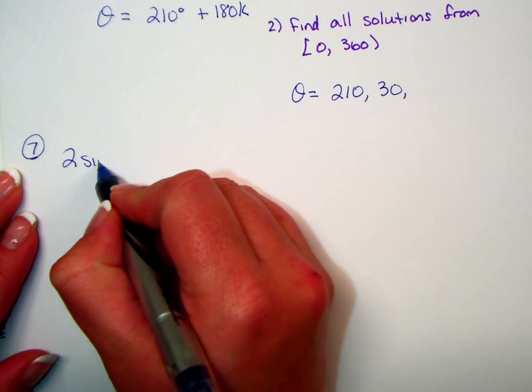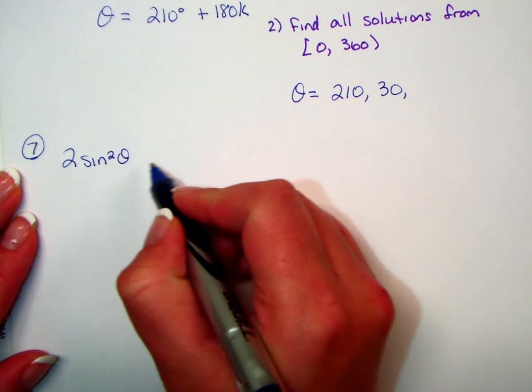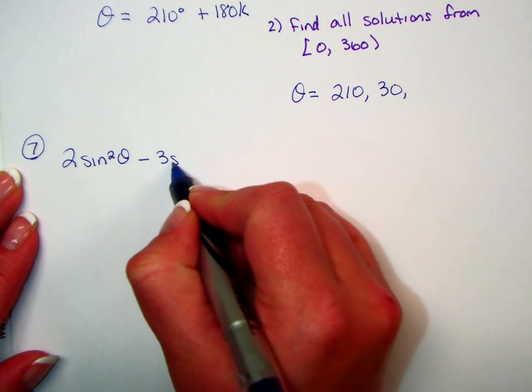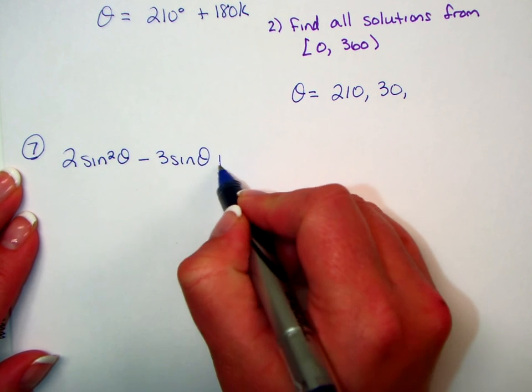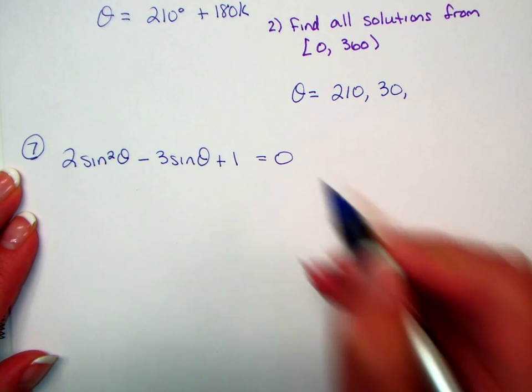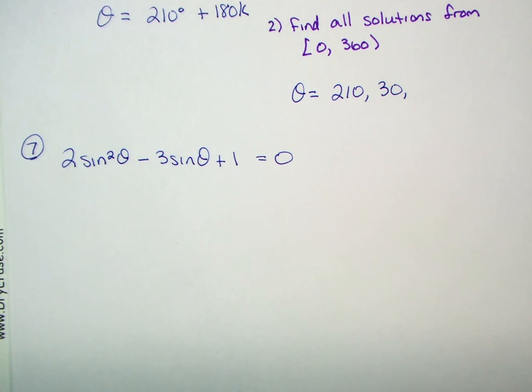2 sine squared theta minus 3 sine theta plus 1 equals 0. So we're going to solve this quadratic trigonometric equation. What we need to do here is factor this. The quadratic formula works, but I think it's easier to factor. Most of these examples will factor.